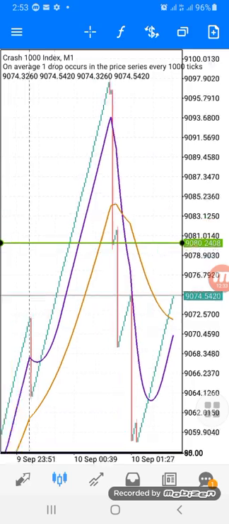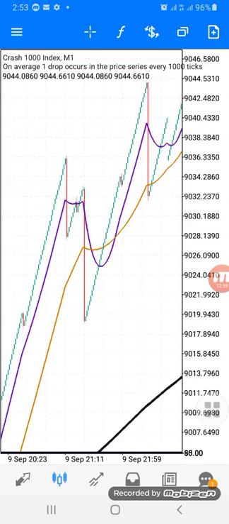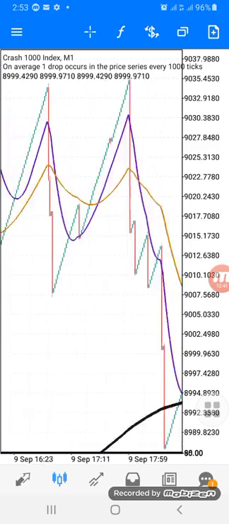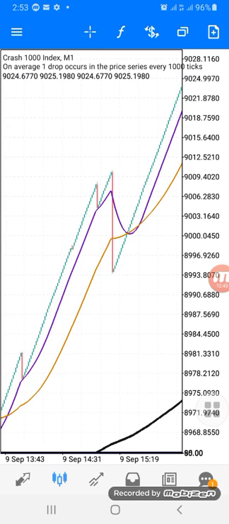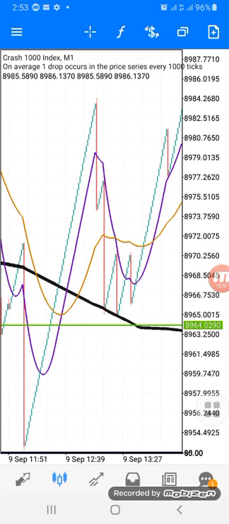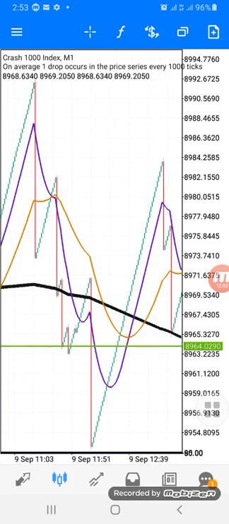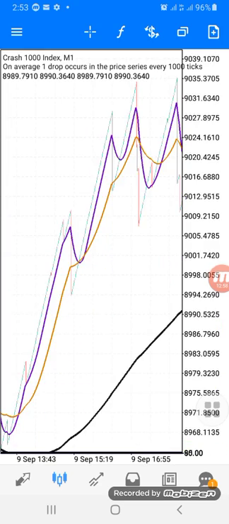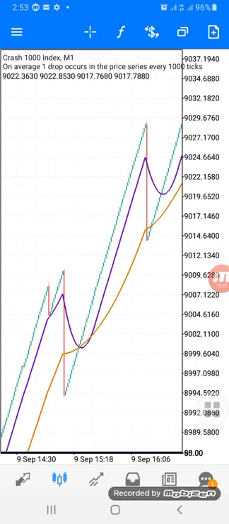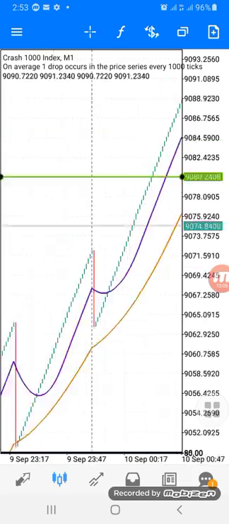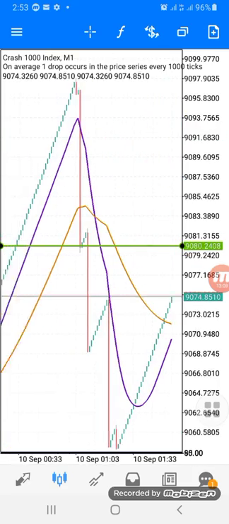All right, and you know that crash 1000 also works like boom 1000. They tend to trend more than the crash 500 and boom 500. So take note of that and enjoy. For those that will ask me about the zoom level, this is, as you are seeing it now, the zoom level we are using. From the lowest zoom level, you zoom it out once or twice. This is the zoom level, so you can see what the chart is saying and all that.